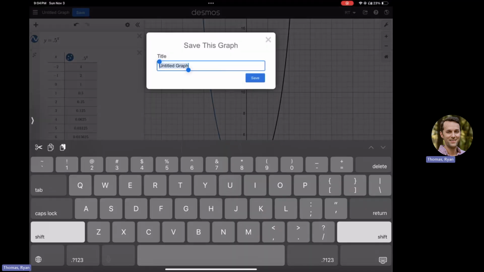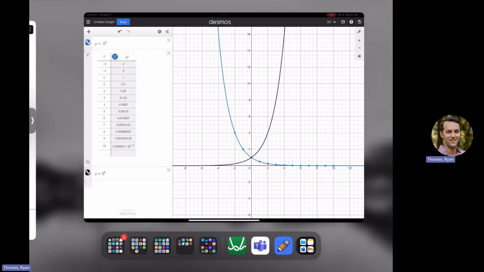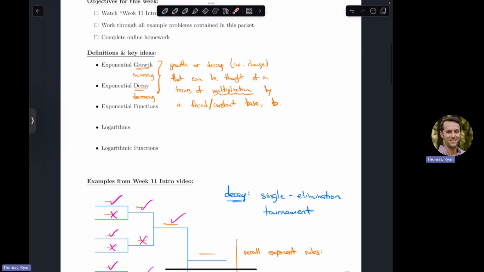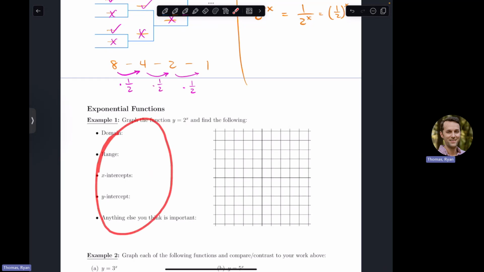So, short version of the story. Exponential growth functions look like this. Exponential decay functions look like that, because, again, one way to think about them is just as y-axis reflections of each other. Okay, so that's the basic idea. In class, we'll get more into the details of graphing and finding all of the usual stuff. You kind of know what it looks like now.